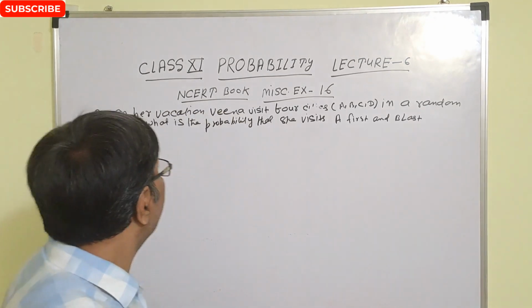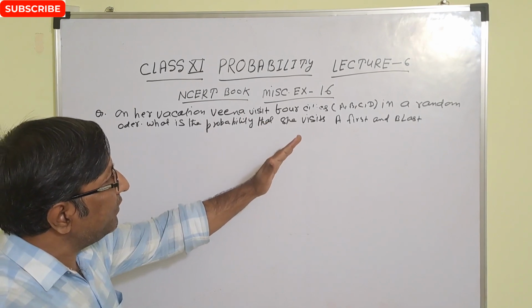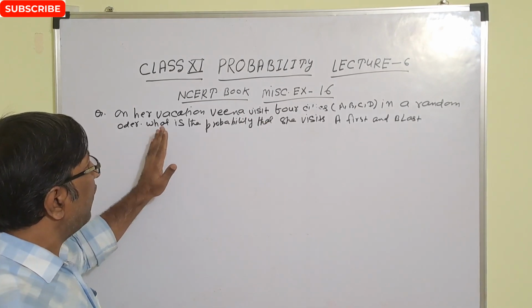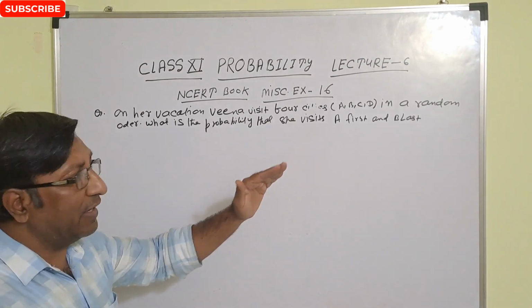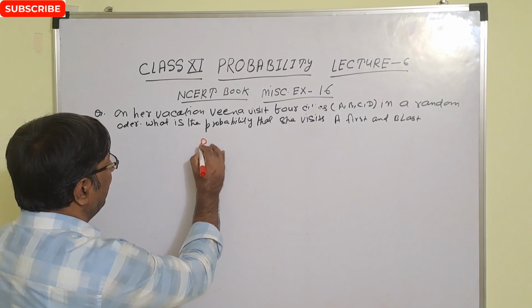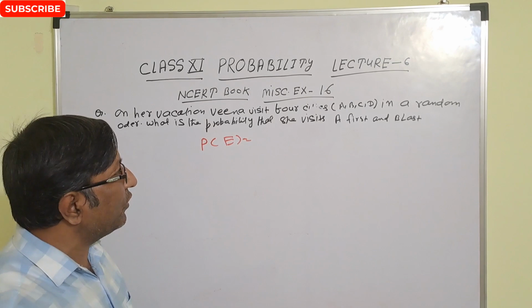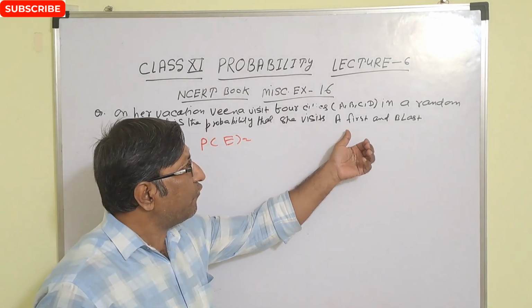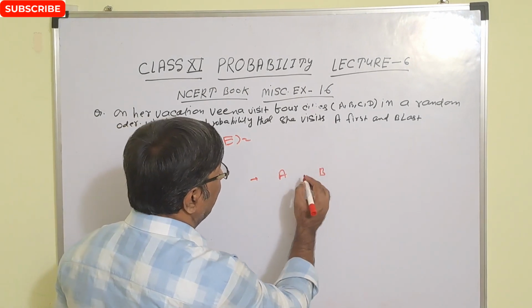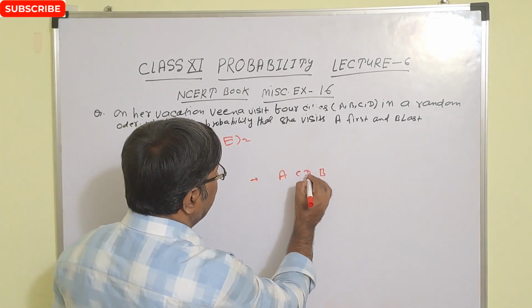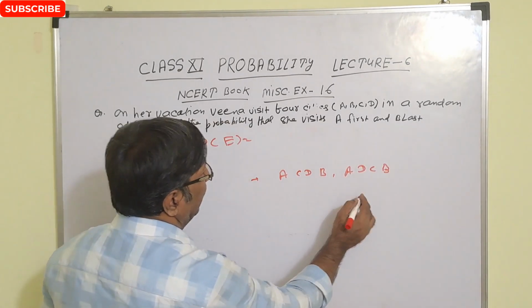Let us see the question. On a vacation Veena visits 4 cities A, B, C, D in a random order. What is the probability that she visits A first and B last? Probability of any event equals favorable outcome by total. Favorable is A first and B last, so we have A, C, D, B and A, D, C, B. So there are only 2 favorable outcomes.